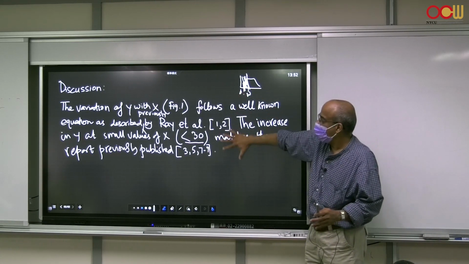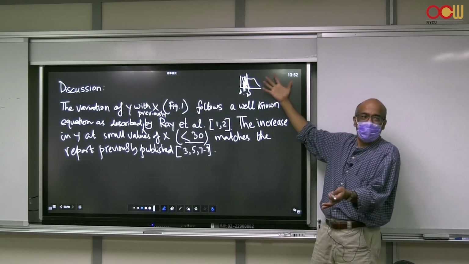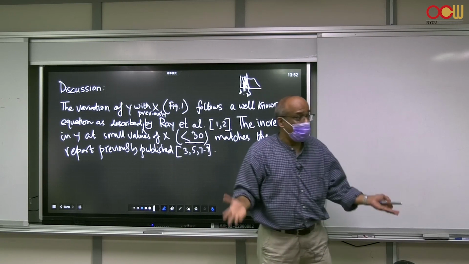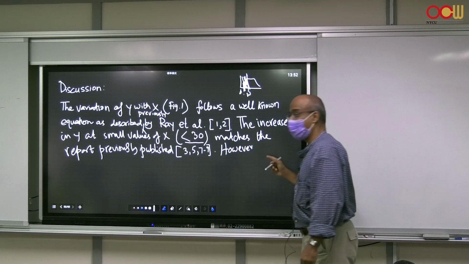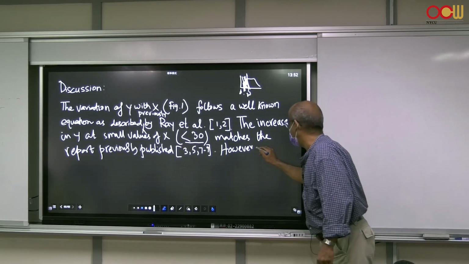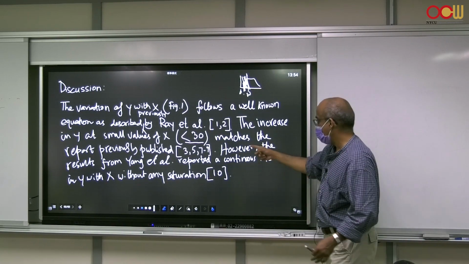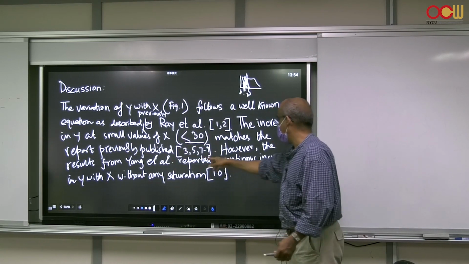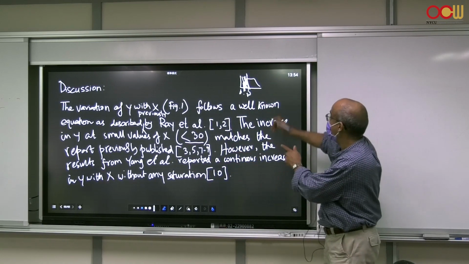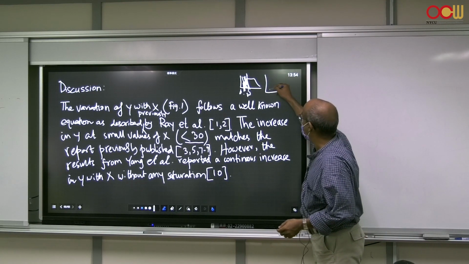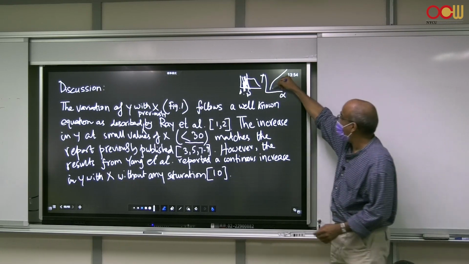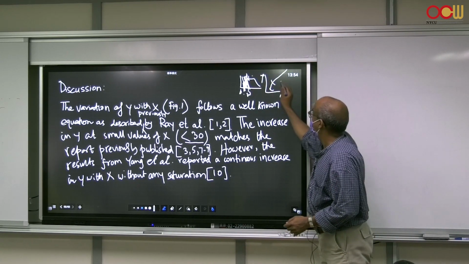In this part, you see, what I'm trying to say is that whatever data I have is matching something. Now, this is not always the case. Sometimes your data doesn't match. However, whenever I write the word however, there should be, however, the results from somebody et al. reported a continuous increase in Y with X without any saturation. This is the difference. I obtained this, but somebody else obtained like this. This is the difference. This part is okay. However, this part is different.